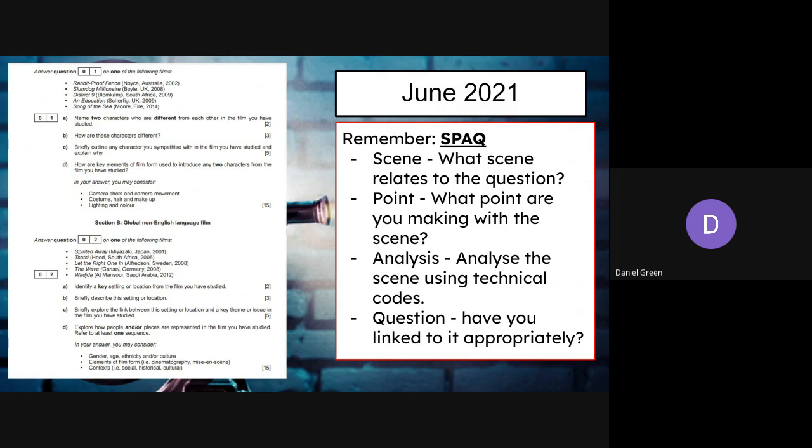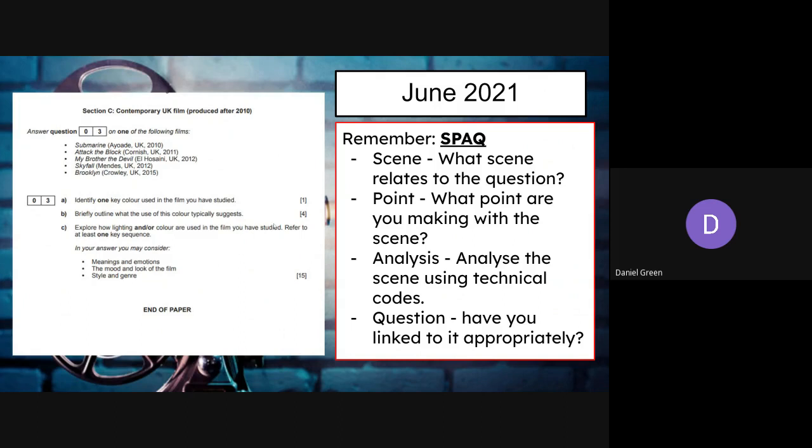So the likelihood is a question could be related to representation because they do like to test you on the specialist area. So be aware of that. Elements of film form can display this representation. So thinking about how camera angles or color or costume or anything presents a character and how that shows us contextually what these people are like, okay?